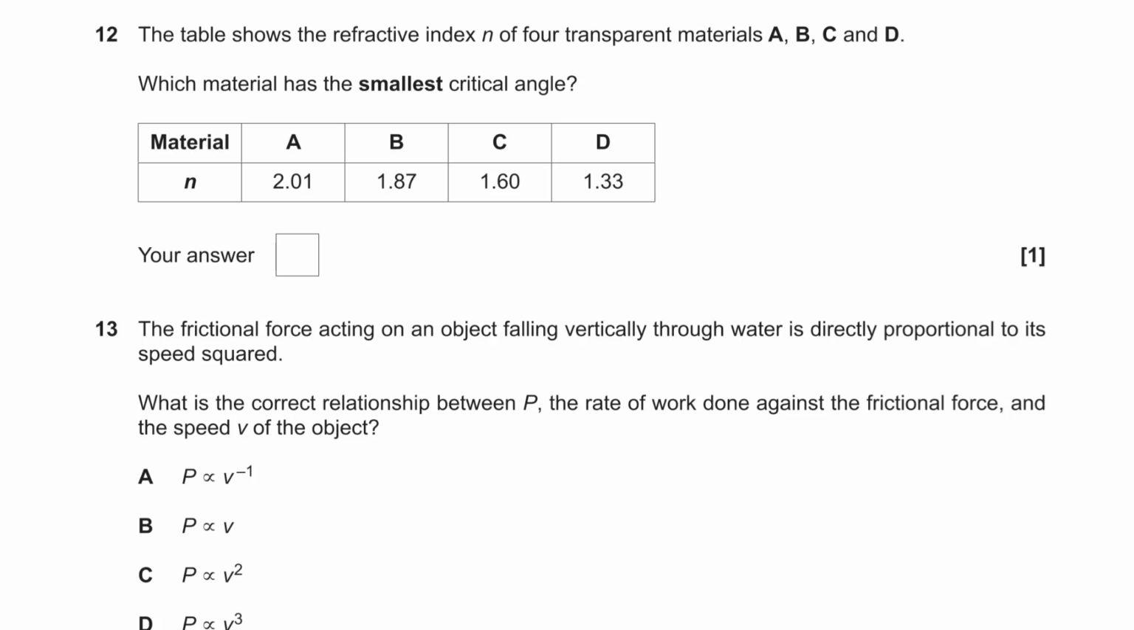12, which one has the smallest critical angle? You could probably guess this, to be honest, but let's prove it. Let's start off with Snell's law. I always like to start off with it. So n1 sine theta 1 equals n2 sine theta 2. We don't know what n2 is, but that doesn't matter because, well, it's just relative, isn't it? We're just looking for the smallest critical angle.